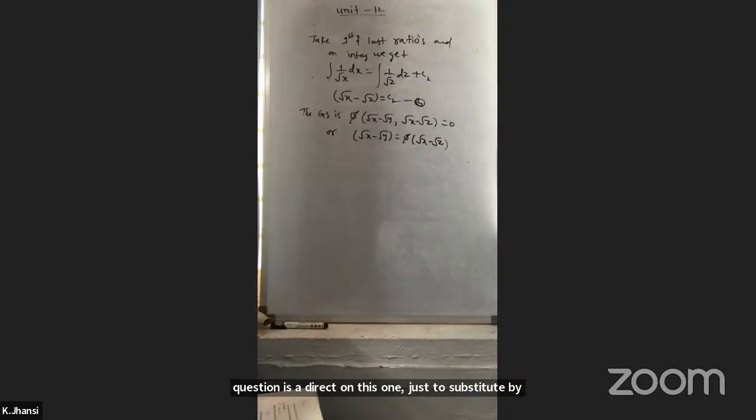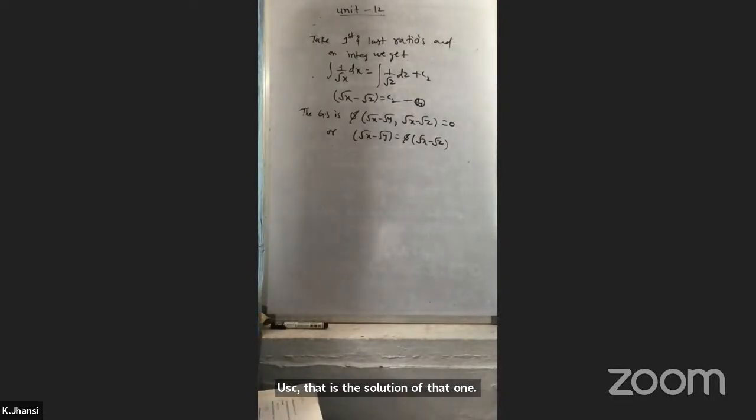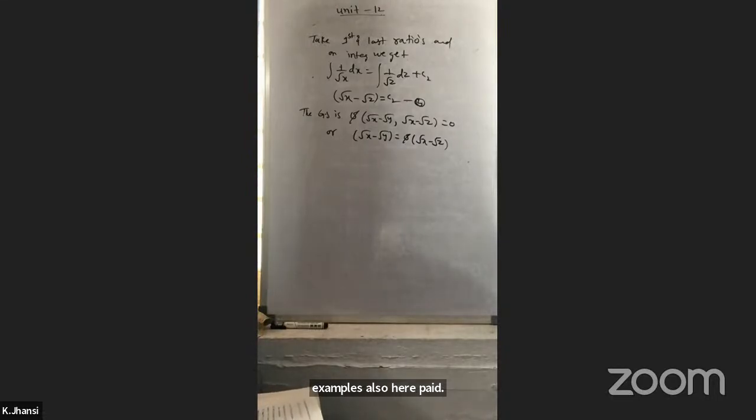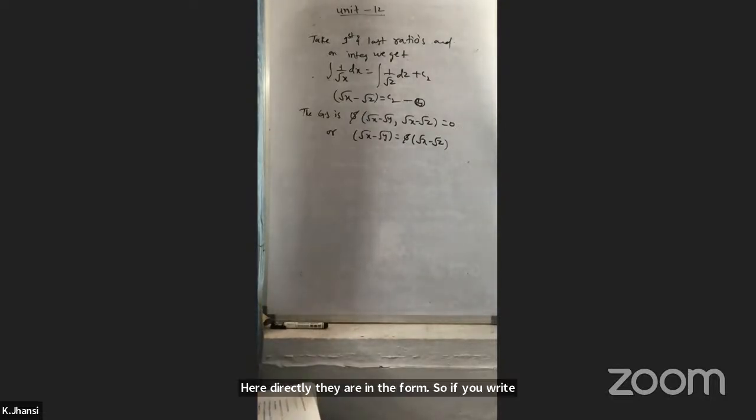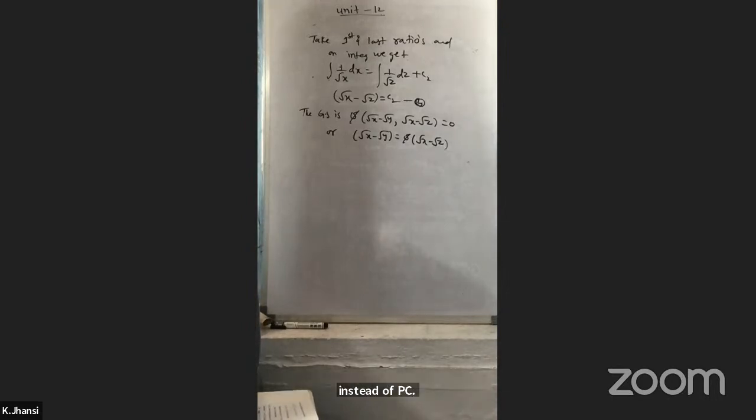So there is no need of doing all the procedure of the solution. If the given question is directly in the form of y equals xp plus f of p, then the solution is, instead of p, you have to write c. We have the examples also here. Page number 137, Check your progress 7th and 8th. Here they are directly in the form, so if you write c instead of p, then it is the solution. Objective type you will get, and 5 marks question you will also get this one.